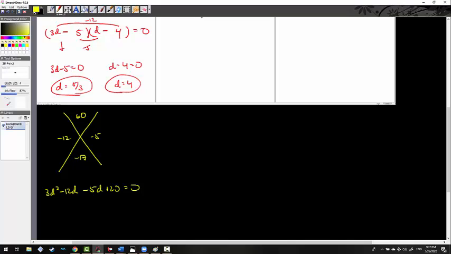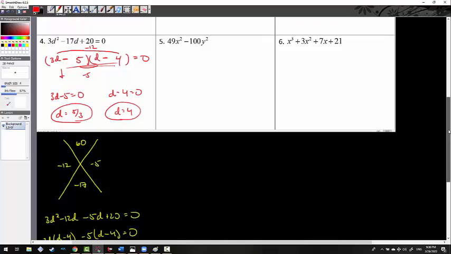And that equals 0. Now from here I can factor out a 3d, and I'm going to get d minus 4, minus 5, and then d minus 4 equals 0. Then if I factor out a d minus 4, I will end up with a 3d minus 5 equaling 0, and now we're back to this step here. So there is your diamond version of that problem.